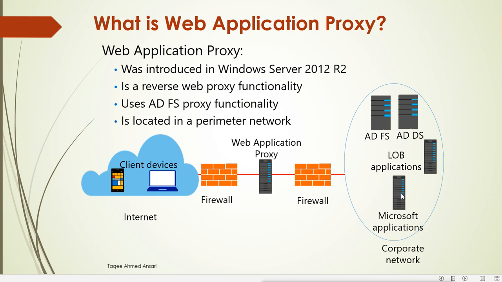So what we can do is configure the web application proxy here under the perimeter network. These clients don't have to come to this application server first. First they will access the web application proxy server, and this will act as a proxy for this ADFS web application, and then it will forward the request.